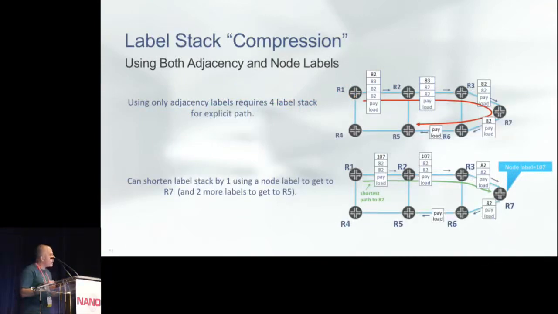Last thing I want to mention is Spring has the notion of a label stack compression, and that's basically the combined use of adjacency labels and node labels in order to achieve reduction in the overall size of the label stack. Again, we kind of established that that was a good thing. The top example shows you simply using adjacency labels, and you're going to need 4 labels in that stack. And then if you combine it with a node label in the bottom example, you can reduce the label stack size by at least 1 label. Okay.